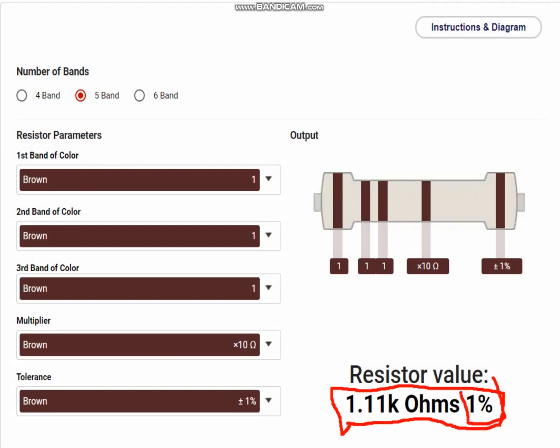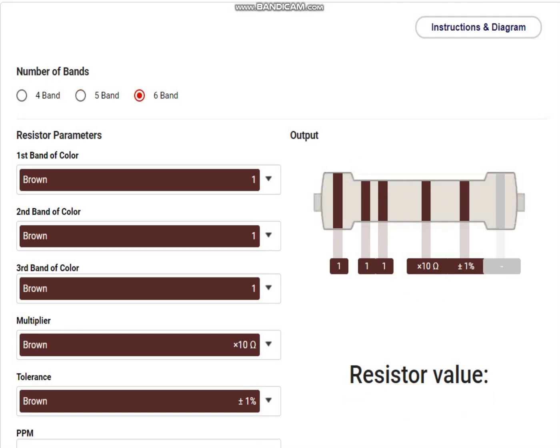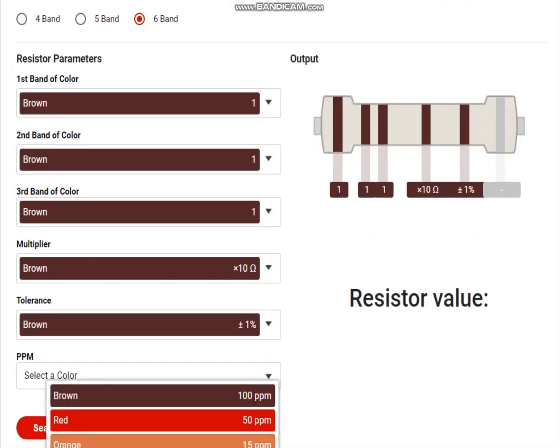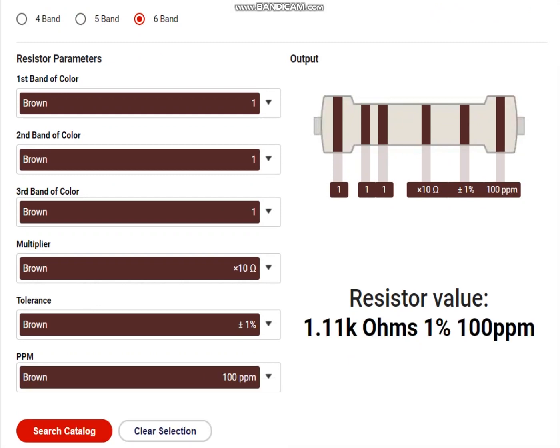Now if you observe, the difference is in the 5 color band. The first 3 bands represent the value and the fourth band will be the multiplier. The fifth band will represent the tolerance. Now moving towards the 6 band resistance. Select all 6 colors as brown. Now see on the screen, its value and calculation is the same as the 5 band resistor. The only difference is the ppm.